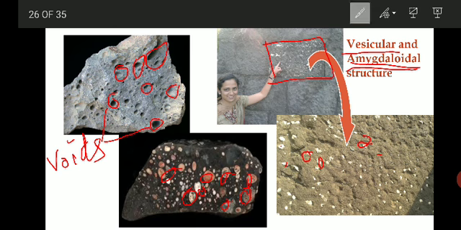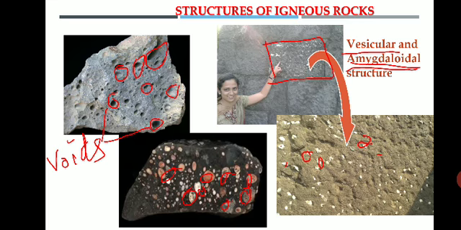So we'll move on to the next structure. This structure, that is vesicular and amygdaloidal structure, is the characteristic structure of basaltic rock, basalt, because basalt is the rock which is formed by lava. It is a common basic igneous rock which is formed by cooling and consolidation of lava. That is formed on the surface, so we call it an extrusive igneous rock, or we also call it a volcanic igneous rock. So this is the common structure, vesicular and amygdaloidal structure, shown by the basaltic rocks.